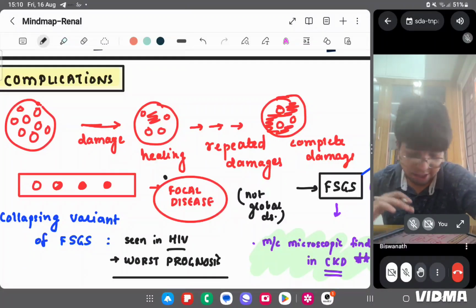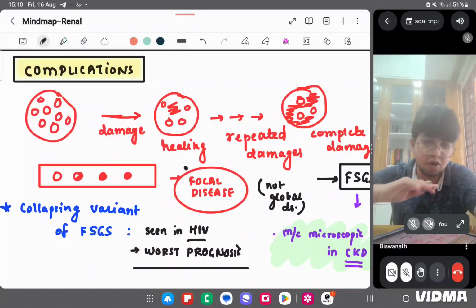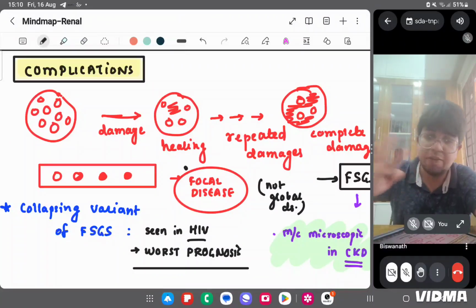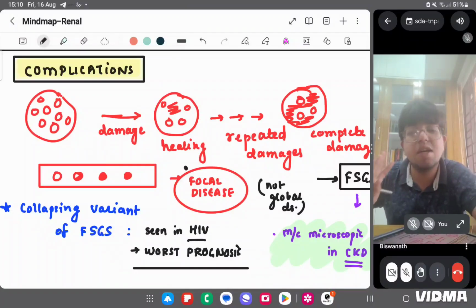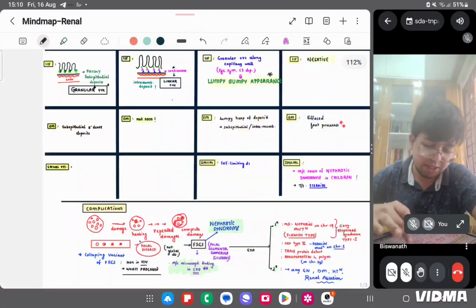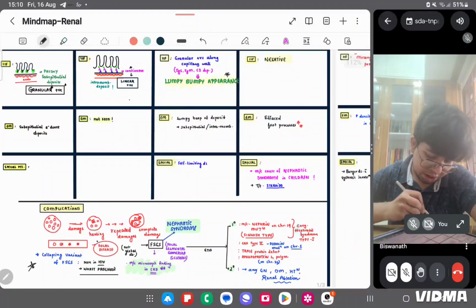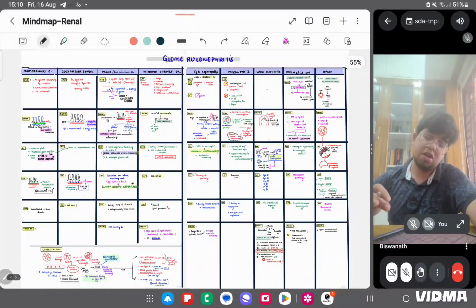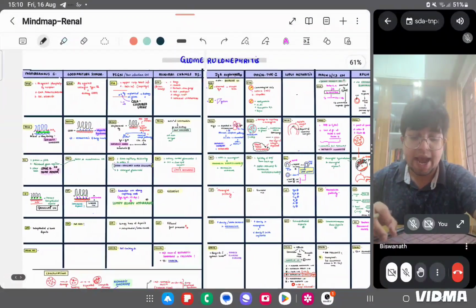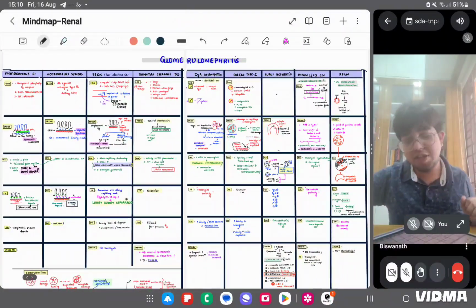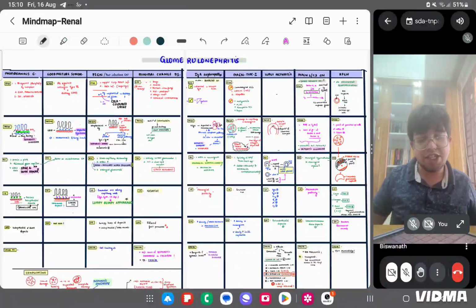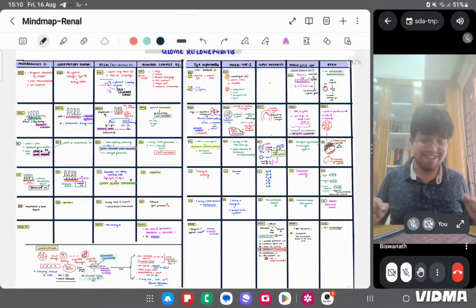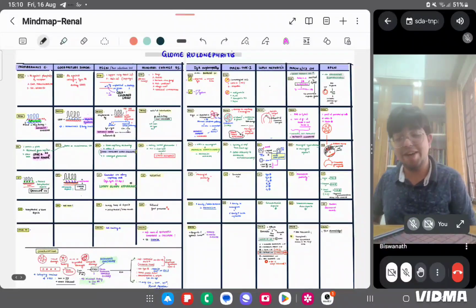Here in collapsing variant, basically there is glomerular necrosis and mesangiolysis will occur. The mesangium will lyse completely. This is out of our scope, and this much is important. Just for this question part, I told you this. So these are the complications of glomerulonephritis, and with this, congratulations, we finished glomerulonephritis in one sheet of paper, and this one sheet of paper can decide your future.